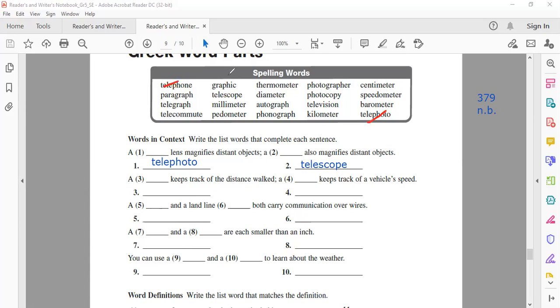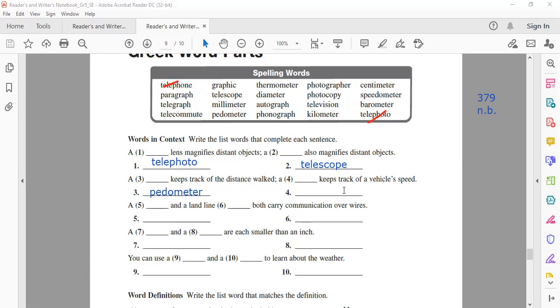Yeah. I think it's called pedometer. Yes, excellent job. Yeah, Tina. Great job, my girl. It's pedometer. Excellent. It's the one that counts the steps for you. The next one keeps track of a vehicle's speed. Okay, pedometer is for the steps.